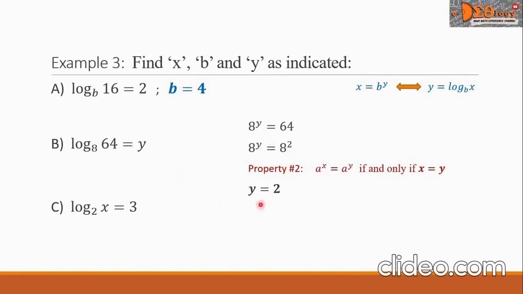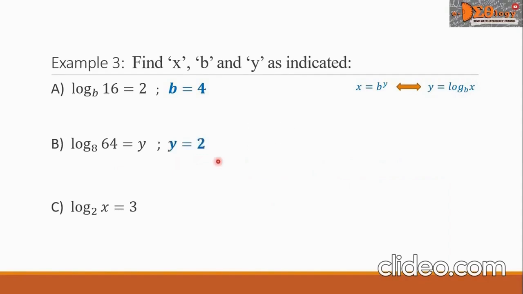So I'll just copy this answer opposite letter B: y equals 2. I will go now to problem C. The log of x to base 2 equals 3, and I will find the x. I will now write the equivalent exponential form of letter C, and that is 2 cubed equals x.